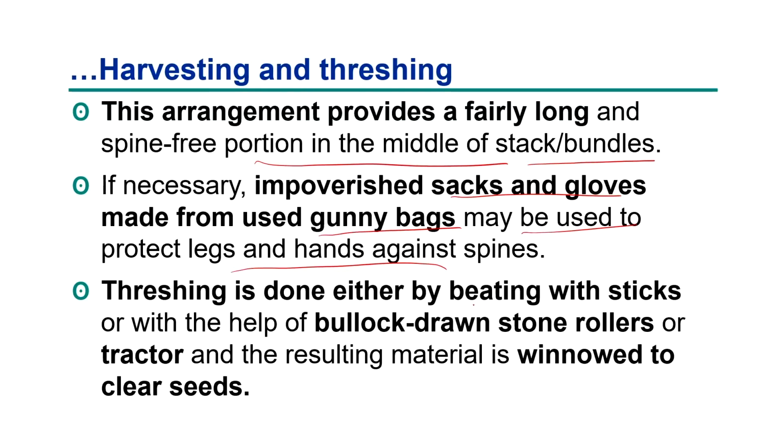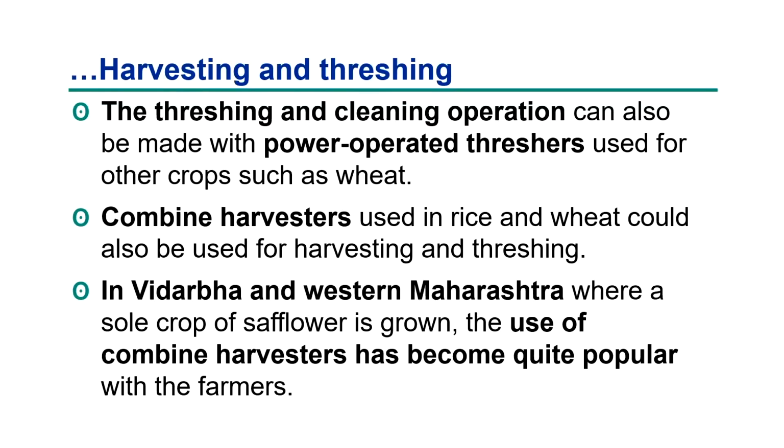Threshing is done either by beating with sticks or with the help of bullock-drawn stone rollers, or a tractor can also be used, and the resulting material is winnowed to clear the seed, because it will have a lot of impurities that should be cleaned by the process of winnowing. The threshing and cleaning operation can also be made with power-operated threshers used for other crops such as wheat. So now many modified power threshers are available to thresh the produce, and this will be a clean produce also.